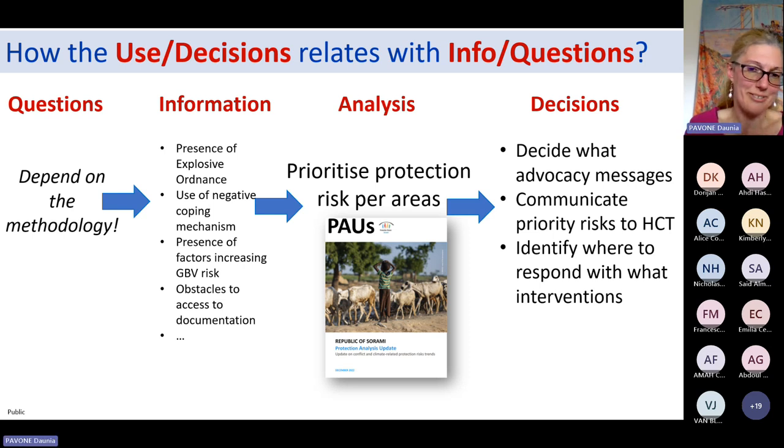What type of information would you need? What type of information do you need that you can put in your analysis so that you can decide what advocacy messages you want to develop? What are the priority risks in the country or in the area? Or you want to identify where to respond with your intervention and what type of programming? I feel that this wasn't very clear as I phrased it. So I'm going to give you, okay, quantitative, qualitative, yes. What information would you be looking for?